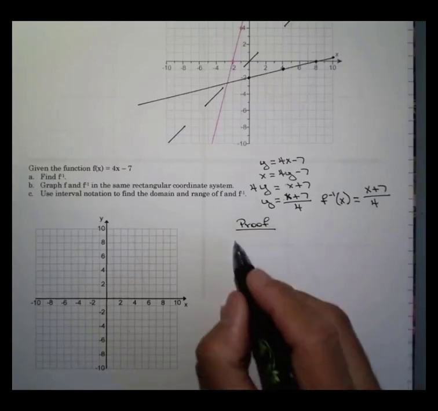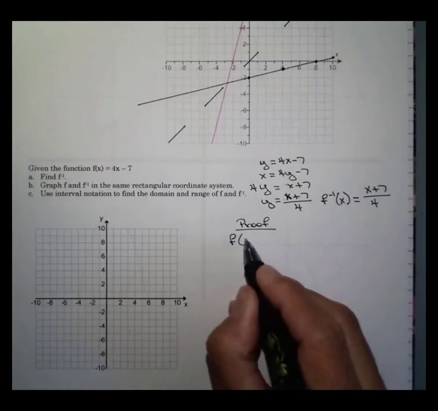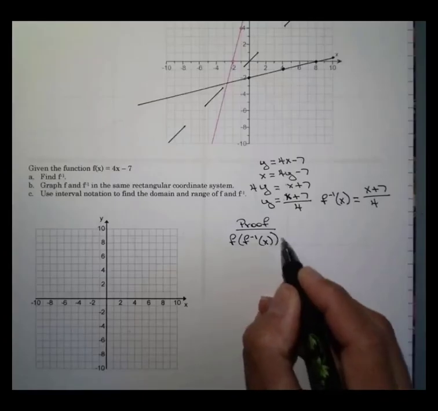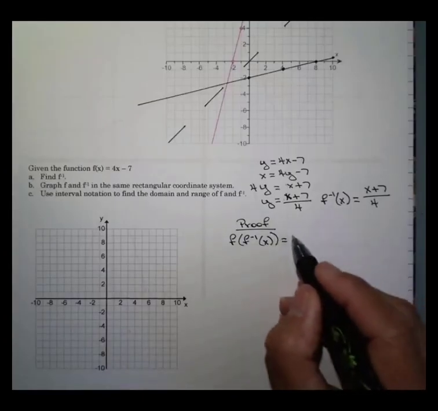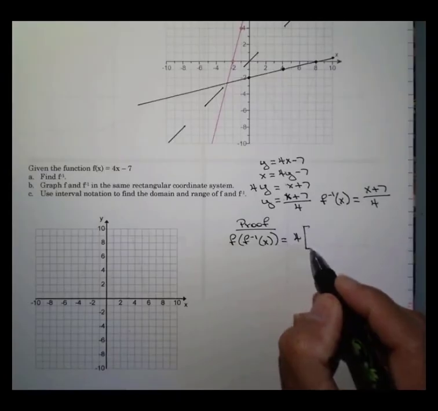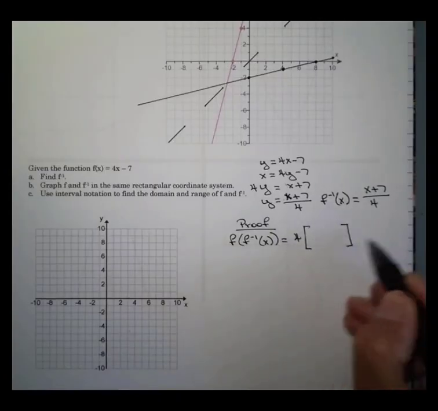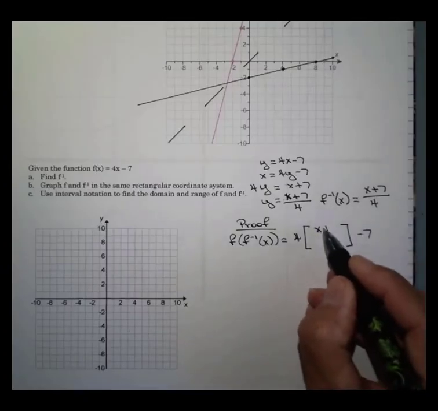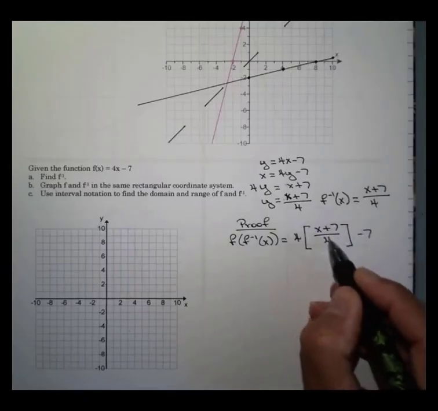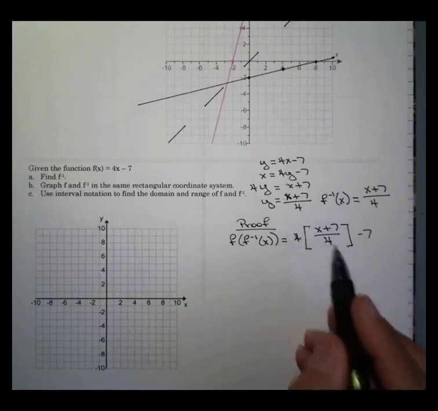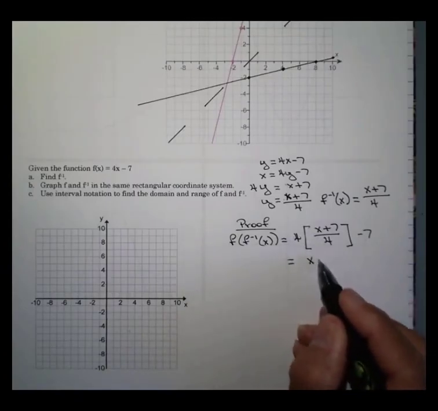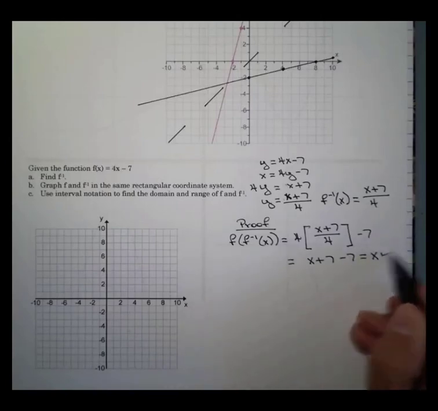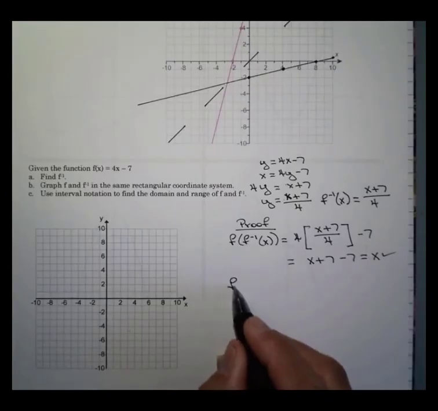Let's do the compositions. Let's say f of f inverse of x, and that's going to equal 4 times, and we're going to have to insert the other function in right here, and remember there's still a minus 7 there. What do I insert in here? x plus 7 over 4. And when I do that, I'm really just going to cross reduce. I end up with x plus 7 minus 7, which is of course just x. So that part checked. Let's do the other one.